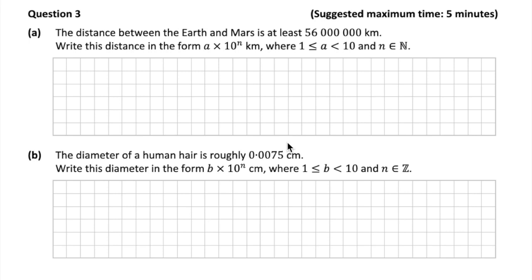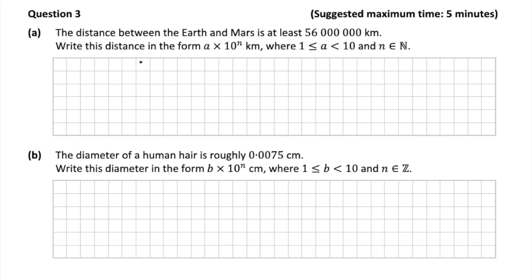In this video, we're going to take a look at question 3 from the 2019 higher level Junior Certificate mathematics paper 1. So question 3 part A, we're looking at the distance between the Earth and Mars being equal to 56 million kilometers.